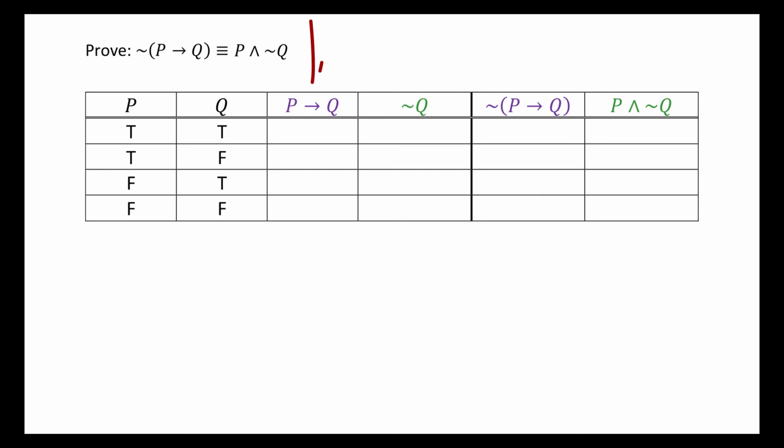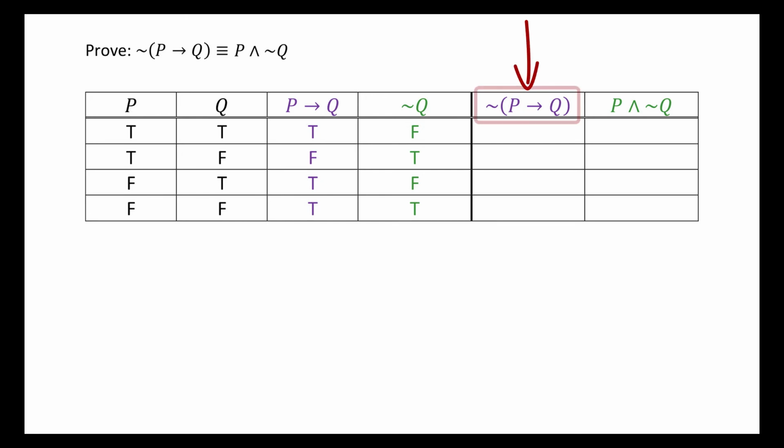For the if P then Q column, we know that the conditional is only false when P is true and Q is false, and the conditional is true otherwise. So we enter false in the second row of this column and true for the remaining rows. For the not Q column, we know that Q and not Q have opposite truth values. So beginning with the first row, we enter false, true, false, true.